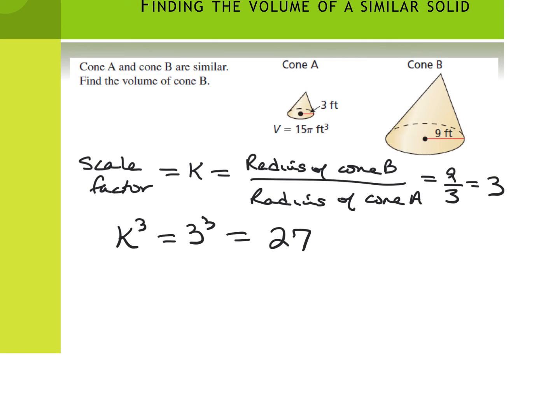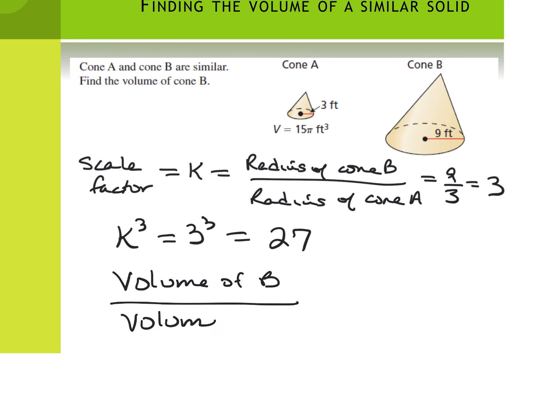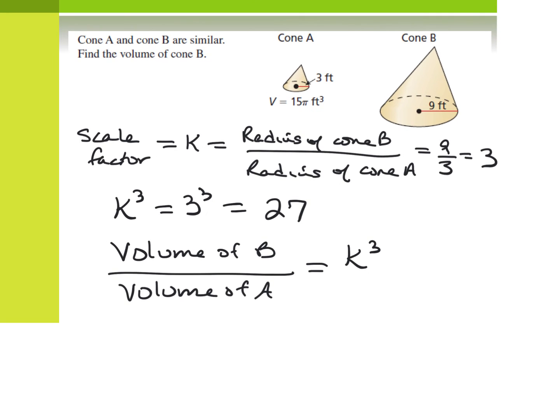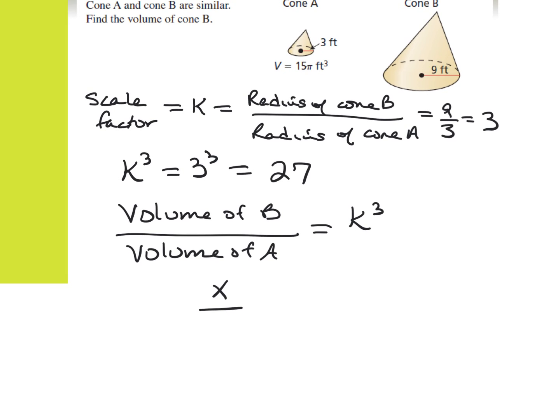And that's what we're going to use to find the volume. Now, notice how I did B over A. If you do A over B, you've got to do the same thing when you do the volume. I'm going to do volume of B over volume of A, and I'm going to set that equal to K to the 3rd power. So the volume of cone B, I don't know, and the volume of A is 15 pi, and I'm going to set that equal to 27.